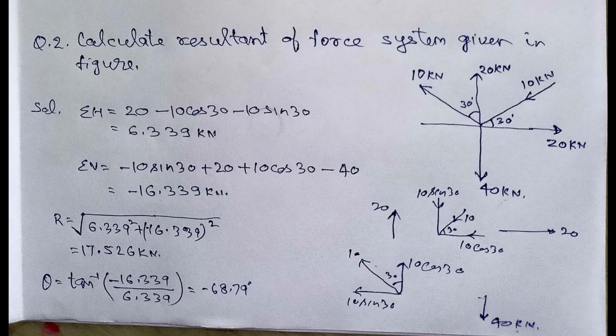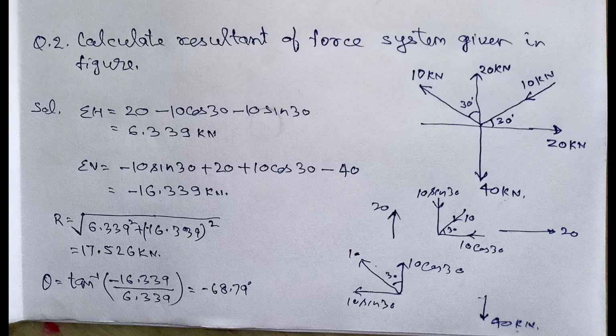Now let's see second problem. Calculate the resultant of force system given in figure. A force system is given to you in figure. We are having 20 kilonewton horizontal force, 10 kilonewton compressive force which is making 30 degree angle with horizontal, 20 kilonewton vertical force, 10 kilonewton tensile force having angle of inclination 30 degree with the vertical, and 40 kilonewton downward force.